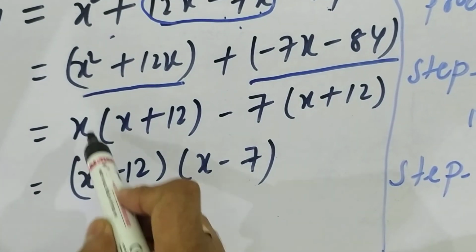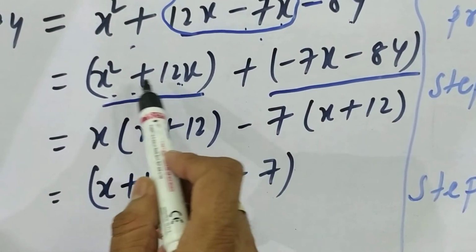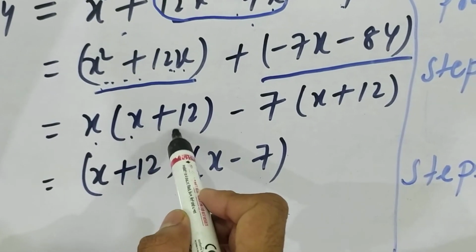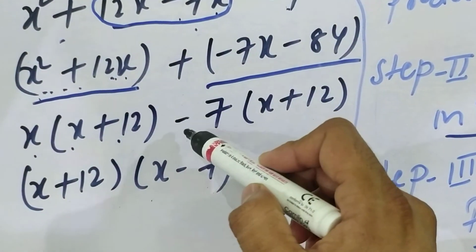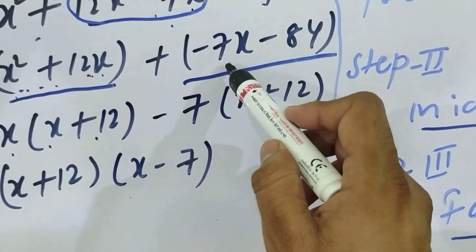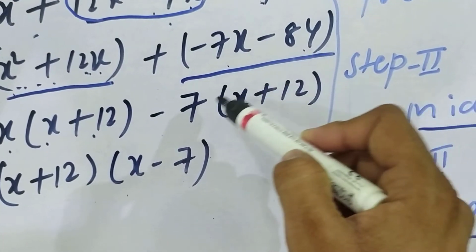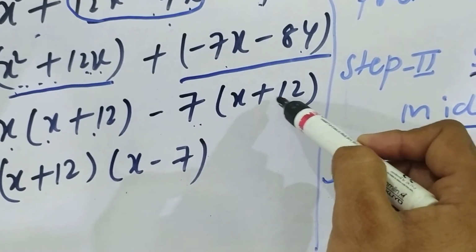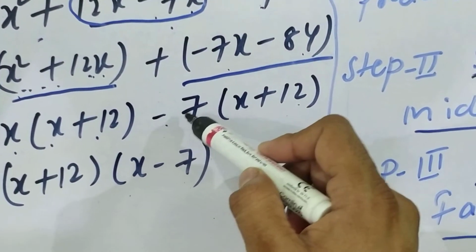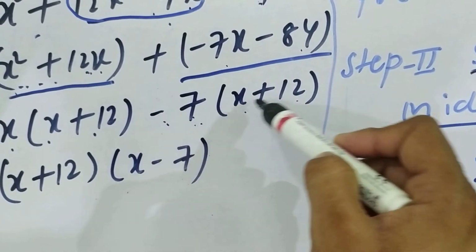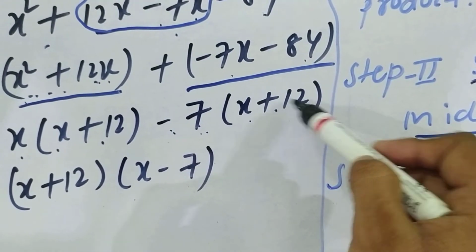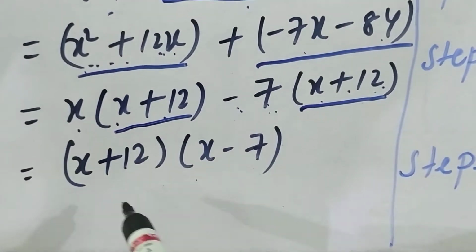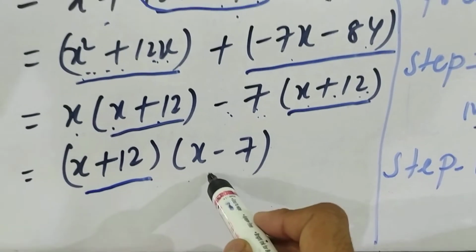Now see here, in these two terms, x is common, so we take x outside: x into x plus 12. Now here we take minus 7 common, because it is minus 7x minus 84. So what is left is x, and here plus 12, because minus 7 into x is minus 7x, and minus 7 into 12 is minus 84. Now we have x plus 12 in both, so we write only one x plus 12, and then x minus 7.